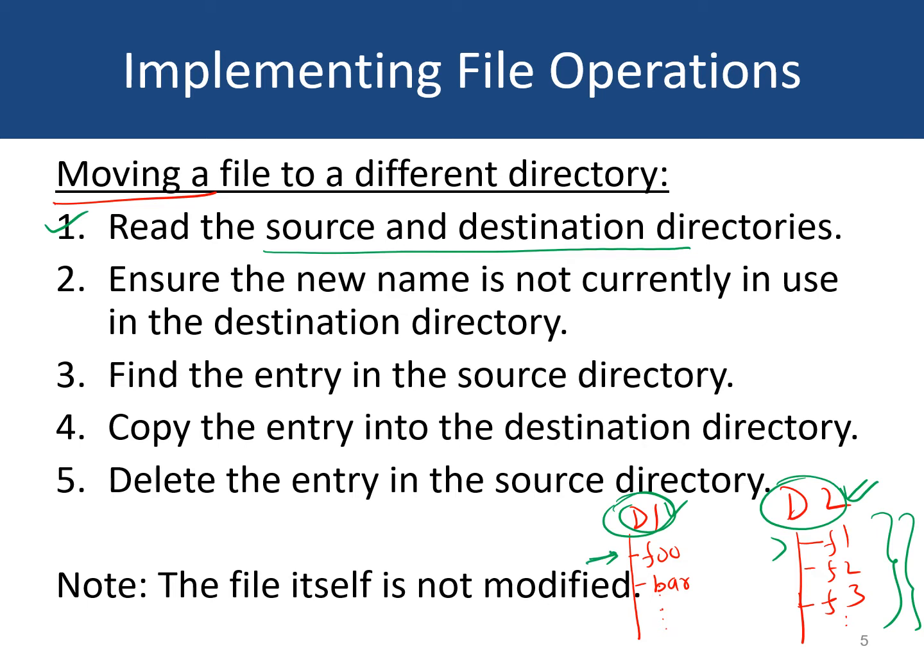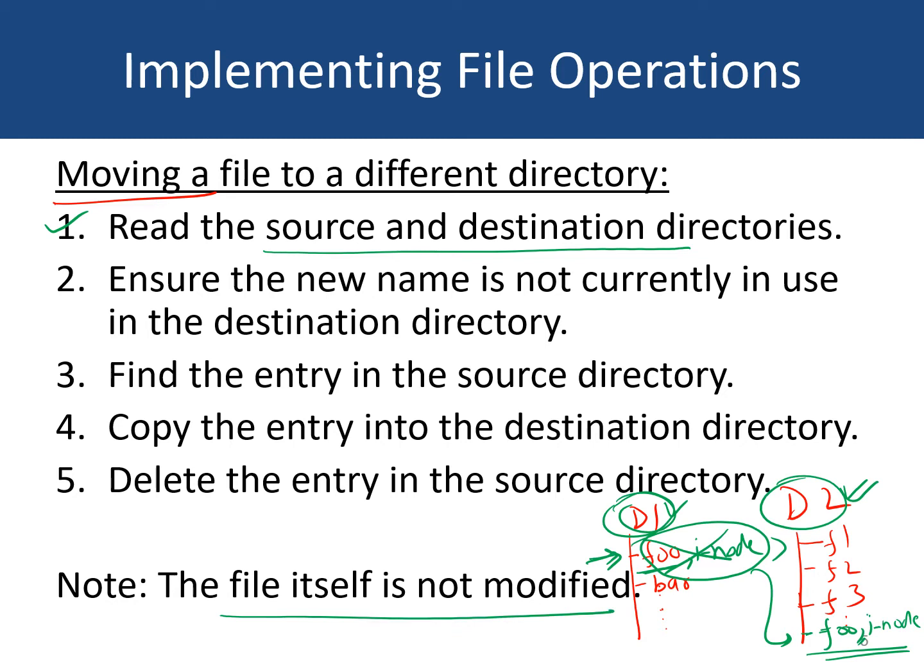So recall that the directory entry for file foo inside D1 would contain the file name and the location of its inode. So we'll copy this information from here to inside directory D2. So let's say we create another entry here for foo and copy this inode information. After copying this information to directory D2, we can delete this original entry in directory D1. This is how we will move a file from one directory to another directory. Note that the file itself is not modified. The contents of the file are not modified. We have just copied the directory entry of the file from one directory to the other directory.